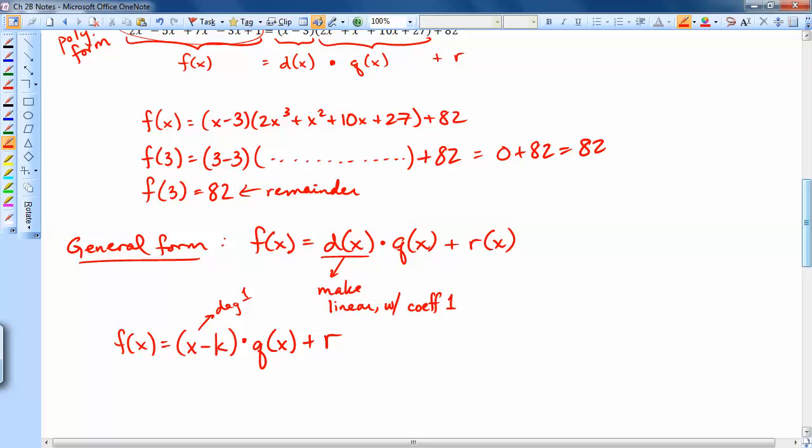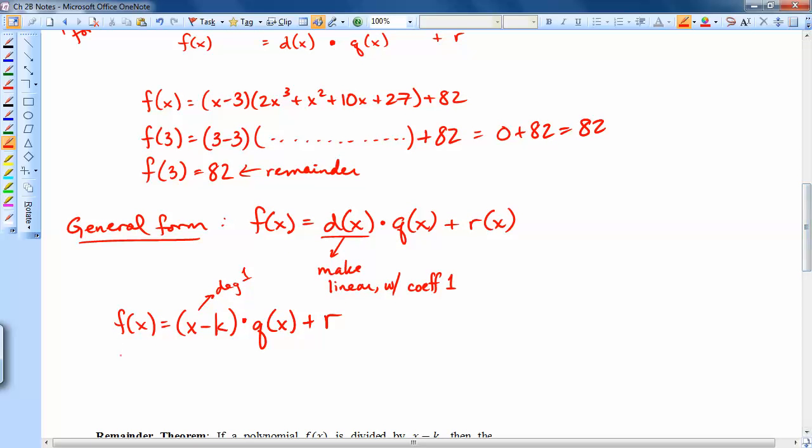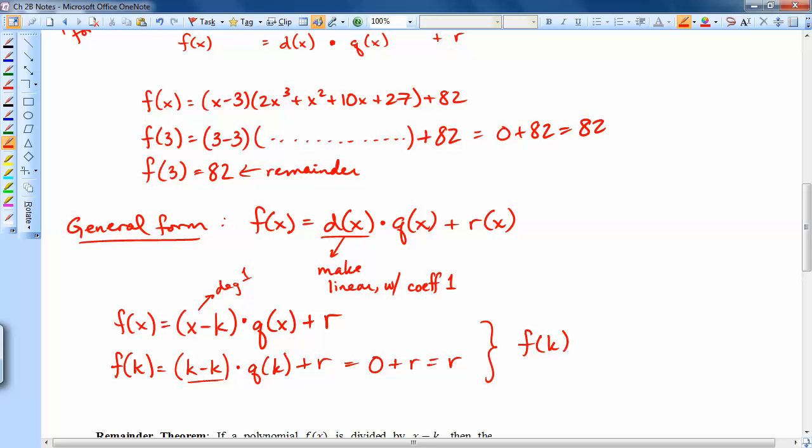It could be that r is 0, but it's still a constant. So either way, it's just r. I don't have to write r of x. Well, the convenient thing to plug in here that tells me stuff is k. If I want to find out what f of k is, then it's k minus k times q of k, and it doesn't really matter what q of k is because this is 0, plus the remainder. So this just turns into 0 plus the remainder, which is just the remainder. So what this is saying is f of k equals the remainder.